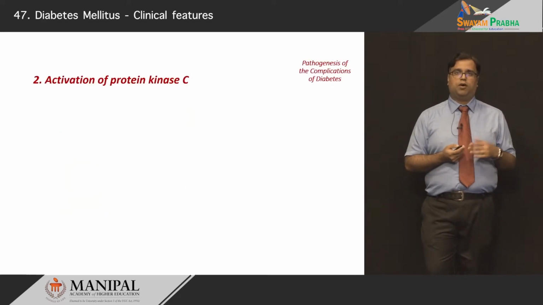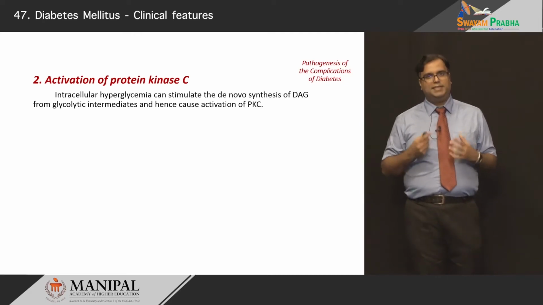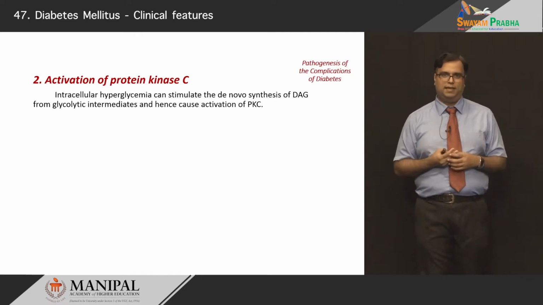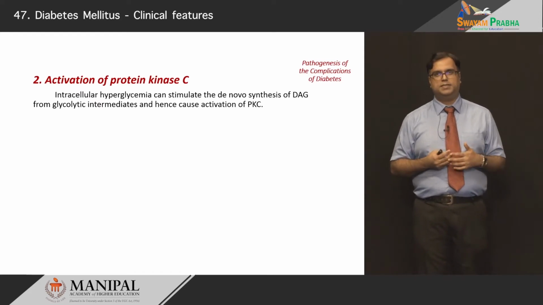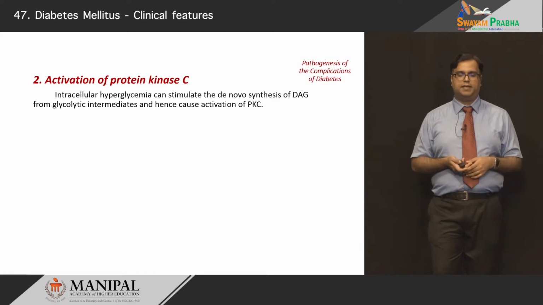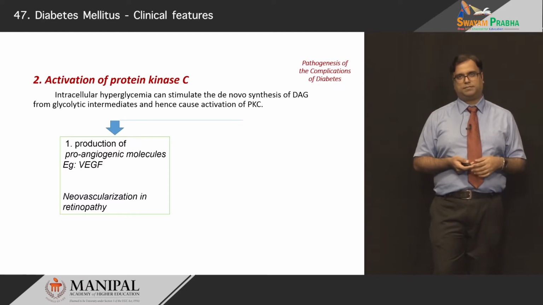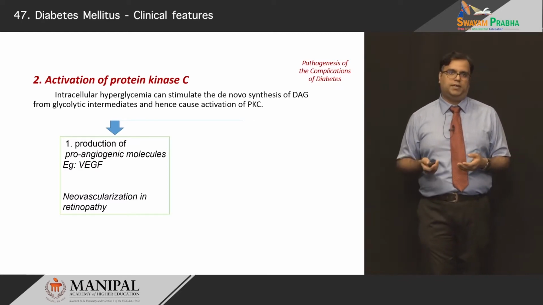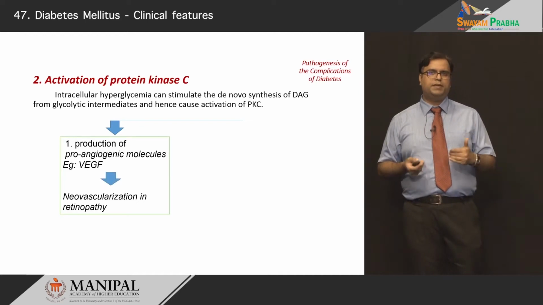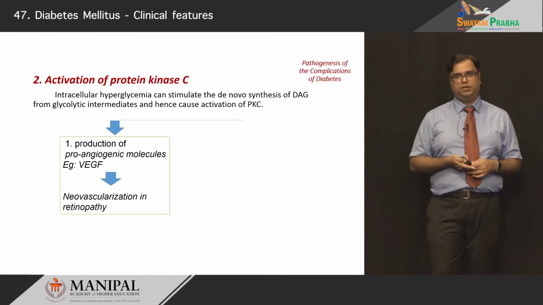The second event in the complications is activation of protein kinase C. Now, we know that when there is an increased amount of glucose within the cell, it can stimulate the de novo synthesis of an intermediate product, DAG, from your glycolytic intermediates. Now, this causes activation of protein kinase C. Because of this, there will be more pro-angiogenic products, vascular endothelial growth factor. Now, we know that it can bring about new blood vessels, particularly in the retina. It causes what is called diabetic retinopathy.